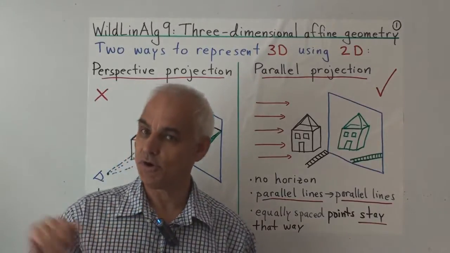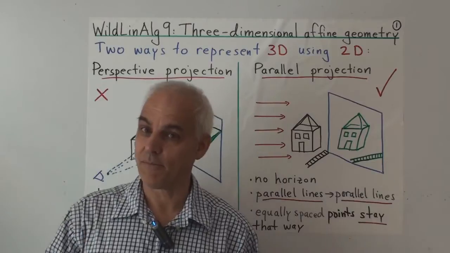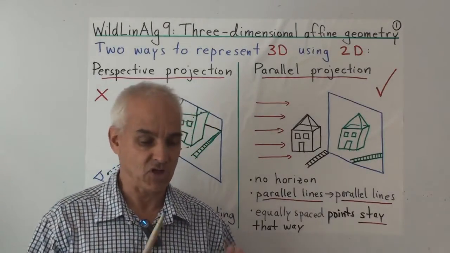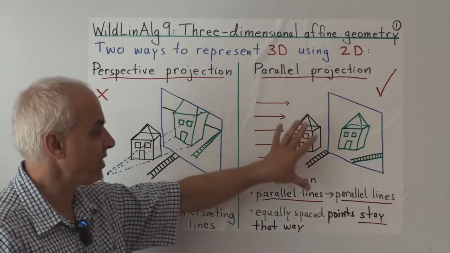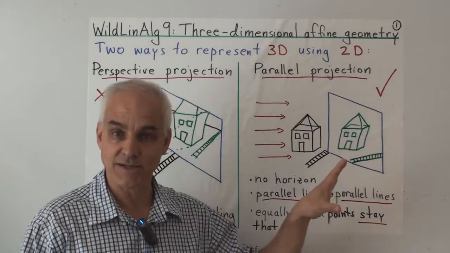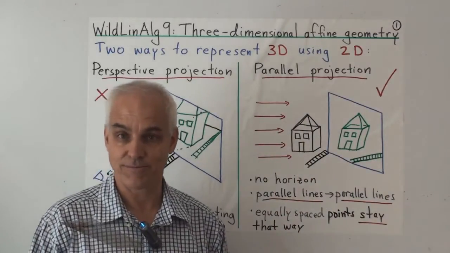Later on in the course, we're going to talk a little bit about perspective projections, and they're also very important, but for a different reason. But to start off with, we're going to think about parallel projection. That's the way we're going to represent 3-dimensional objects in a 2-dimensional picture.